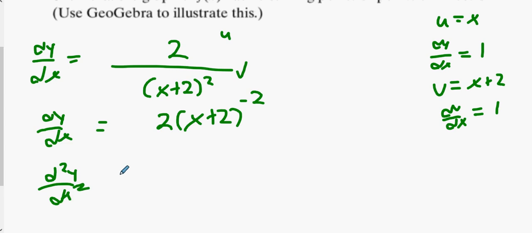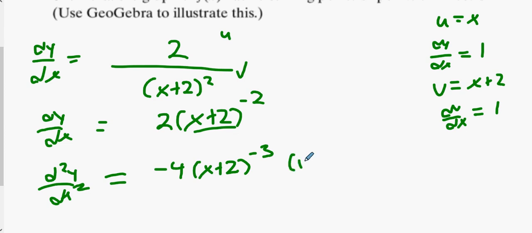I'm going to use the chain rule. Minus 2 by 2, minus 4. Take 1 away from the power. That's three. Differentiate what's in the brackets. 1. And what's this turn into? Minus 4 over x plus 2 to the power of 3.